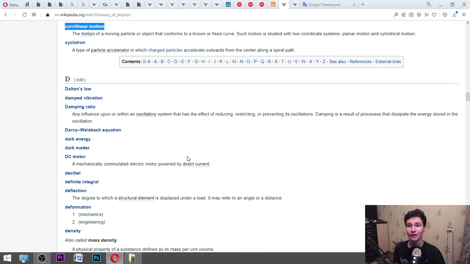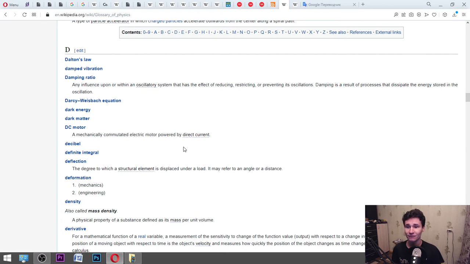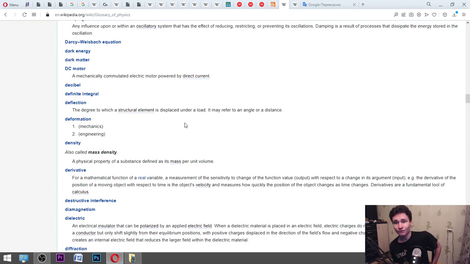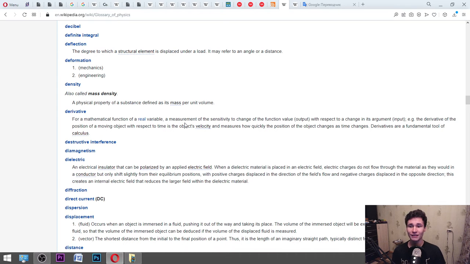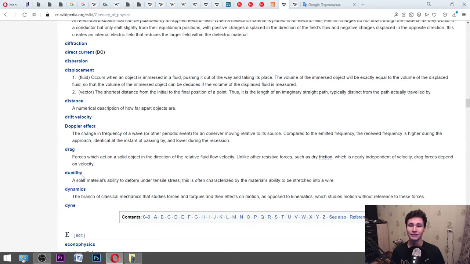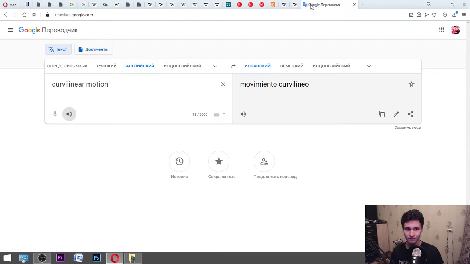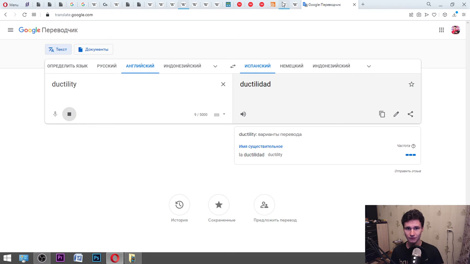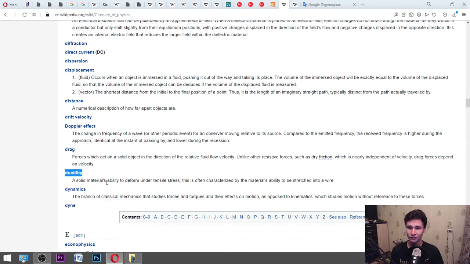Darcy-Weisbach equation, dark energy, dark matter, DC motor, decibel, definite integral, deflection, deformation, density, derivative, destructive interference, diamagnetism, dielectric, diffraction, direct current, dispersion, displacement, distance, drift velocity, Doppler effect, drag, ductility, a solid material's ability to deform under tensile stress. This is often characterized by the material's ability to be stretched into a wire. Dynamics, dyne.